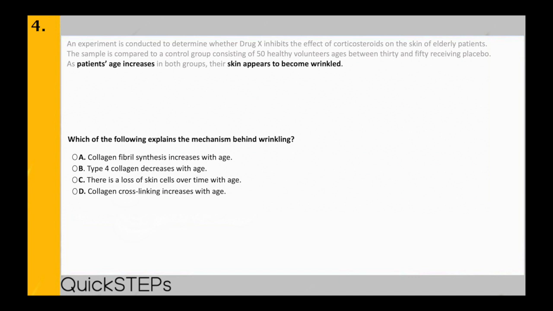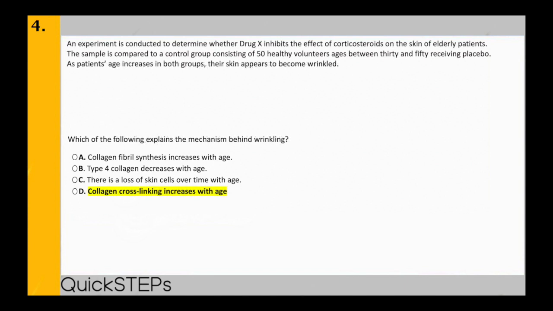By process of elimination, the answer must be choice D, collagen cross-linking increases with age. Now, you might not necessarily think that this would increase wrinkles, but it does. Collagen cross-linking basically serves to contract the collagen a little bit. It doesn't make it significantly stronger, and it doesn't make it better able to do its job. It just forms creases in the skin.